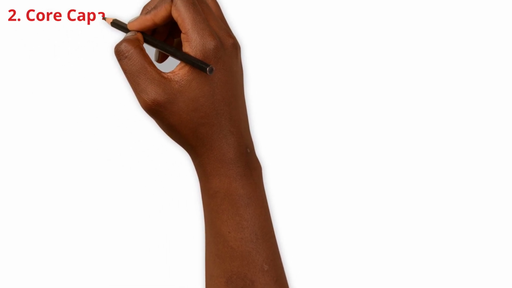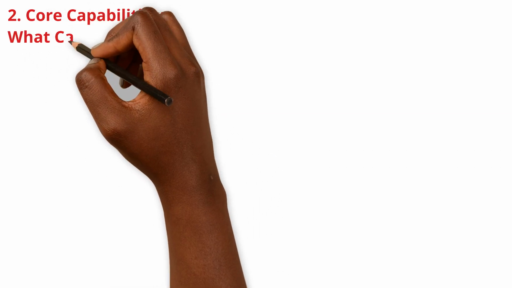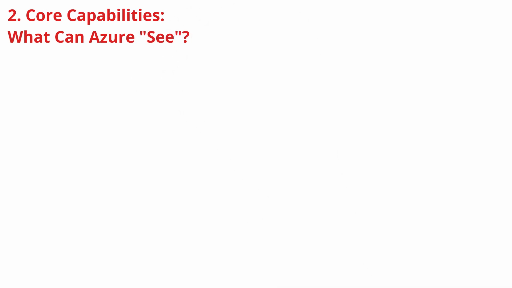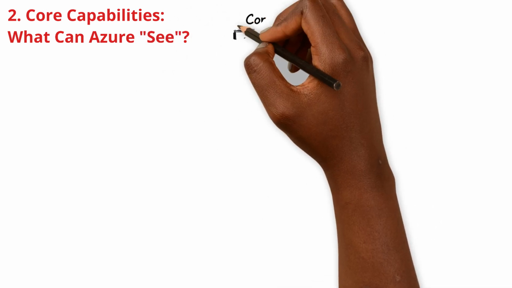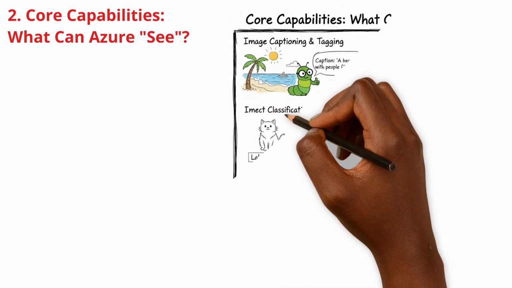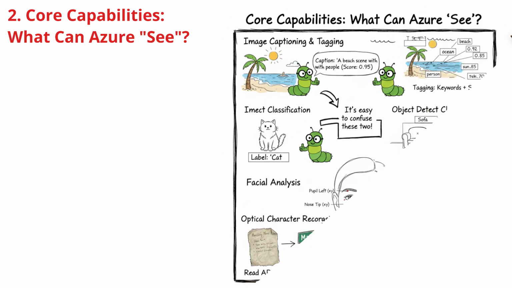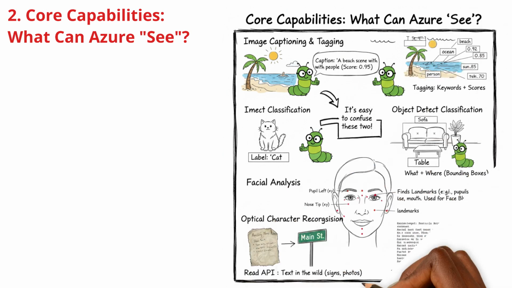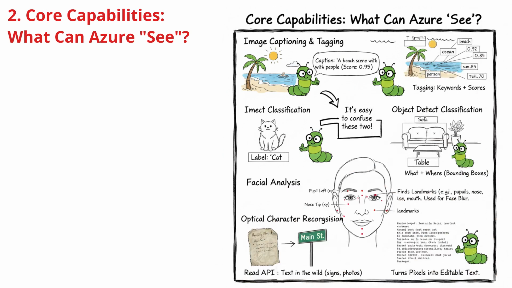Azure AI provides 4 primary ways to interpret visual data. First is image captioning and tagging. Captioning creates a full descriptive sentence, while tagging generates a list of keywords. Both features include a confidence score from 0 to 1, telling you exactly how certain the AI is about what it sees.